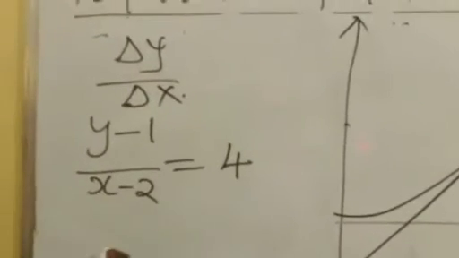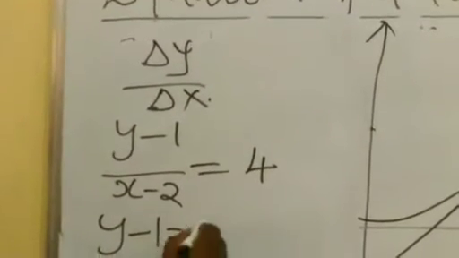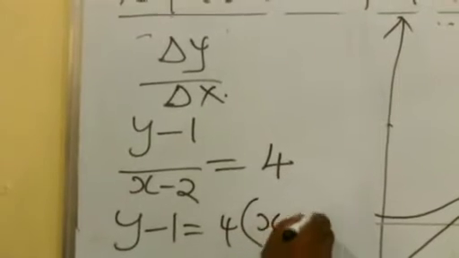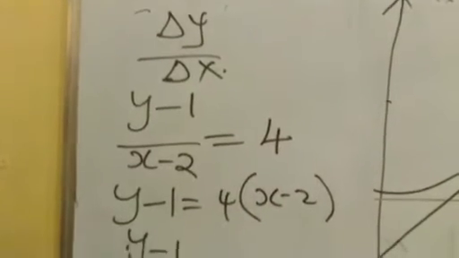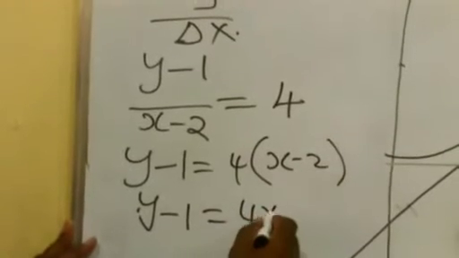Now, you do the cross multiplication, and you get y minus 1 equals 4 times the bracket x minus 2. Then y minus 1 equals 4x minus 8 after opening the bracket. Then you collect like terms and you get y equals 4x plus 7. That is the equation of this line which we are looking for.